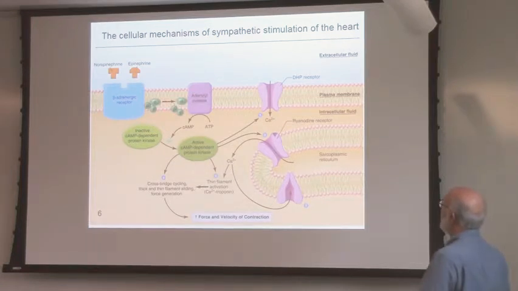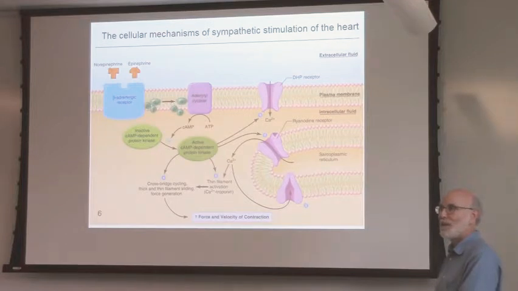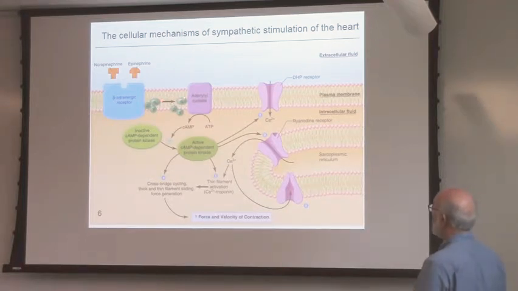What does this arrow represent? Going back to the beginning of the class, of course. What's that? Conformational change. Conformational change and diffusion of the G protein alpha subunit from the beta adrenergic receptor to the adenylyl cyclase. In the membrane, diffusion of alpha in the membrane.